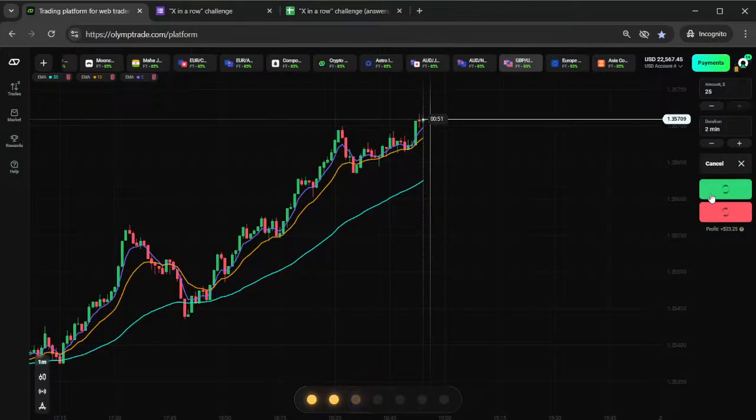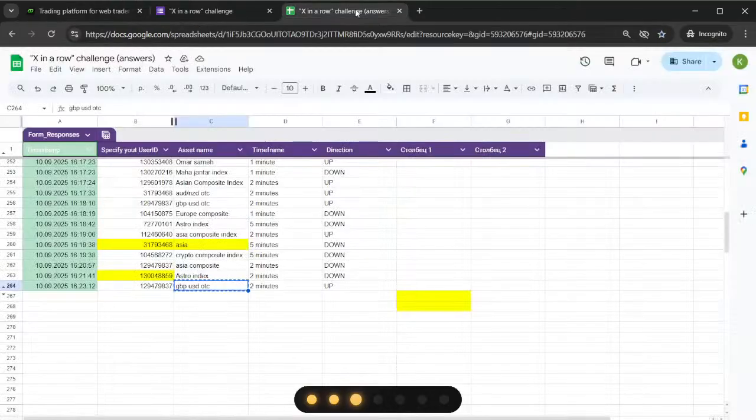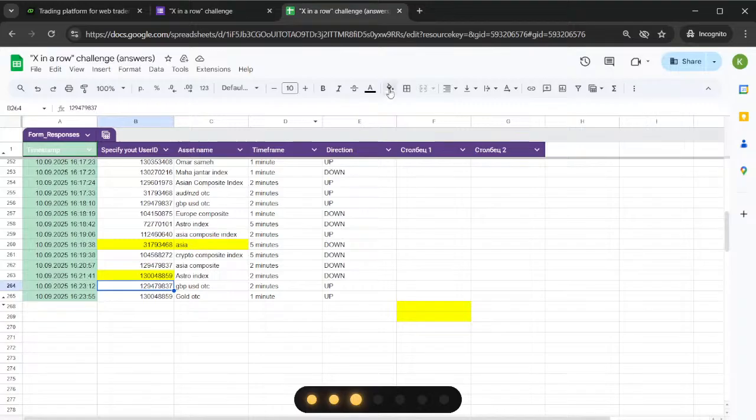Okay, let's do it. Another trade for 2 minutes, $25 with the help of a RFT. I have opened in the upward direction. Let's see how it goes. Okay, so this one, gold OTC.